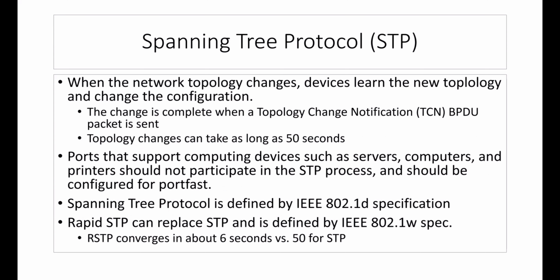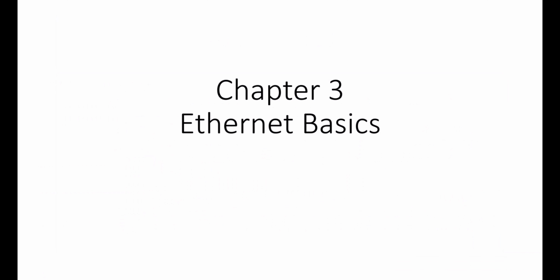Spanning tree is defined by the IEEE as the 802.1d specification. There is a newer specification called rapid spanning tree, and this can replace the 802.1d specification with 802.1w. Rapid spanning tree converges in about 6 seconds versus 50 seconds for spanning tree. And that is it for chapter 3.